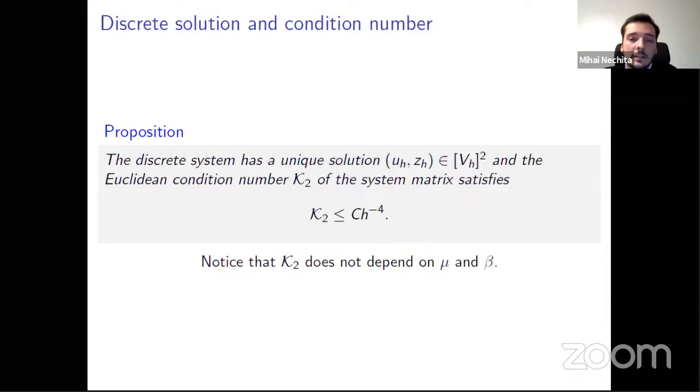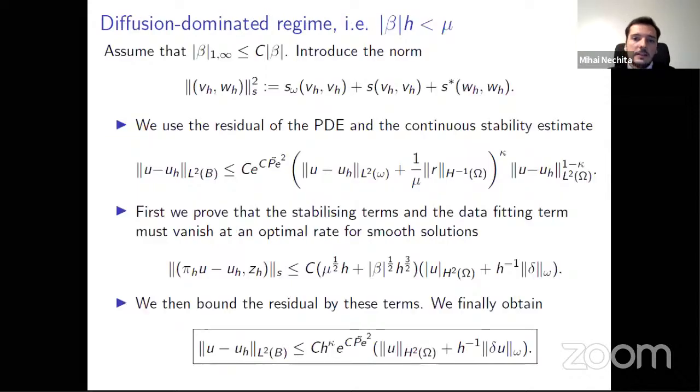So a standard finite element method would have a condition number that's bounded by h to the power of -2. So this is worse, as we expect, but it's independent of the physical parameters. And a similar technique, which is plugging in the approximation error into the conditional stability estimate, and then bounding the residual by the stabilizing and data terms, would lead to the error estimate that's written here below.